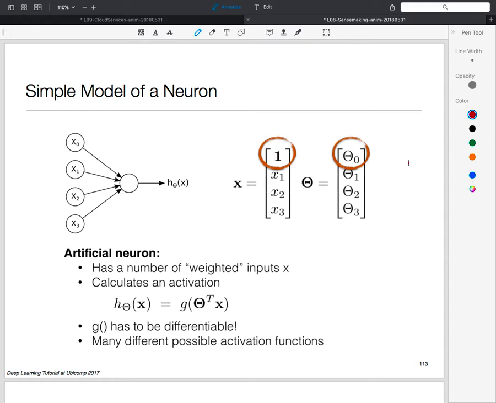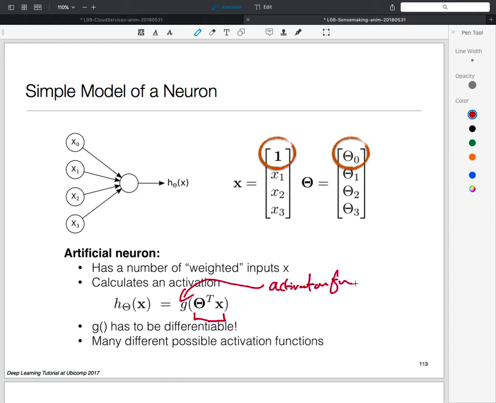A very common model is that we take a linear sum of the weights. That's this part, where theta is a matrix, and then we apply what is called an activation function or non-linearity. This g is the activation function.